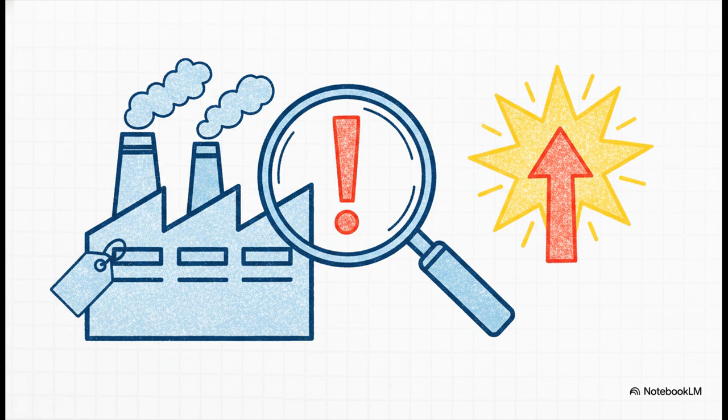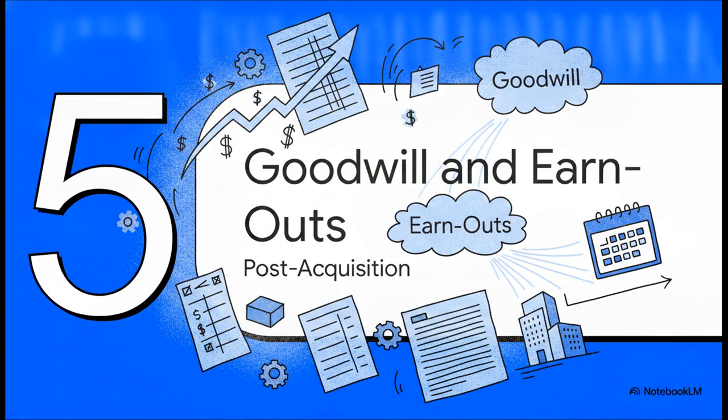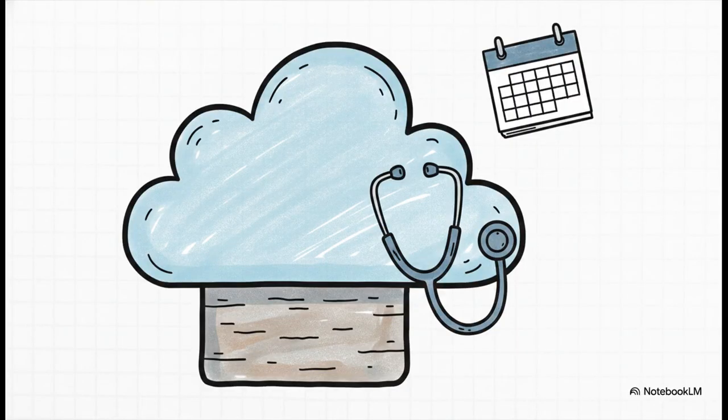Therefore, before you can book any sort of gain, there's a strict rule. You must first thoroughly reassess all identified assets, liabilities, and fair value measurements. Only if it is confirmed after that rigorous reassessment do you actually recognize that gain immediately in earnings. Which brings us to Section 5, Goodwill and Earnouts. Let's tackle the post-acquisition realities of that final step. We really need to look at the long-term impact that goodwill and earnouts have on the balance sheet long after the deal is closed and the ink is dry.